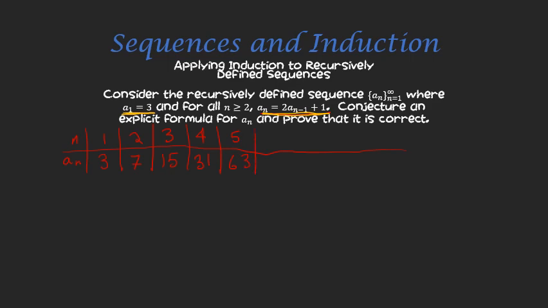These numbers seem familiar. Are they close to something you're familiar with? For 6, we'd get 126, we'd get 127 for that one. And so if you'd like, you can pause it and conjecture your own formula for this. But in general, it looks like each one of these is 1 less than a power of 2.